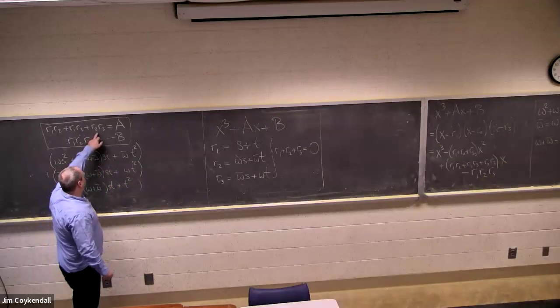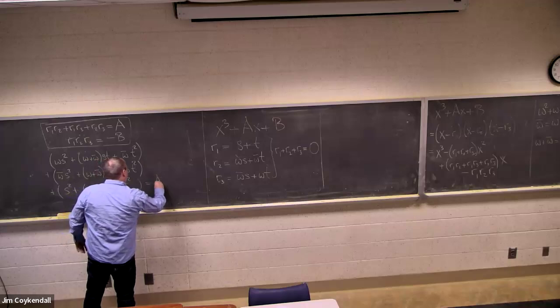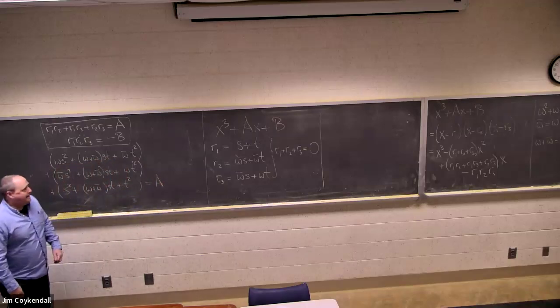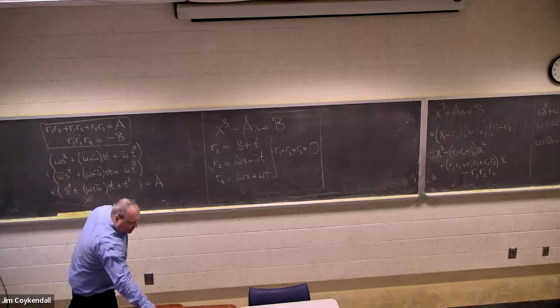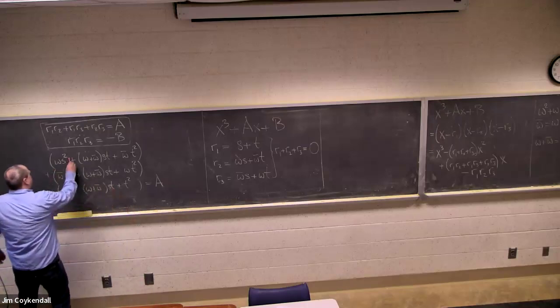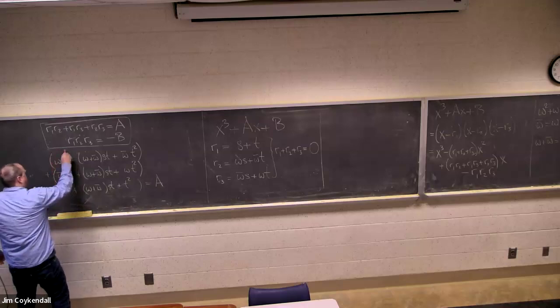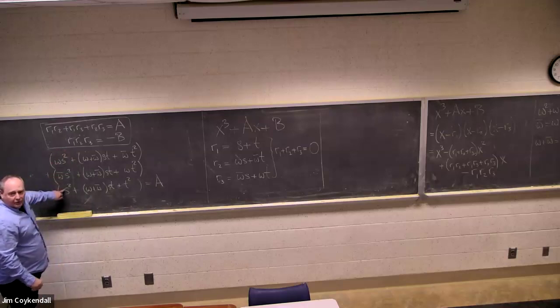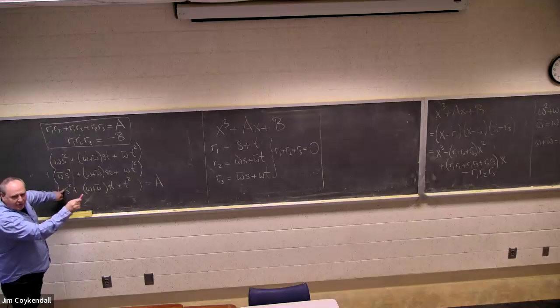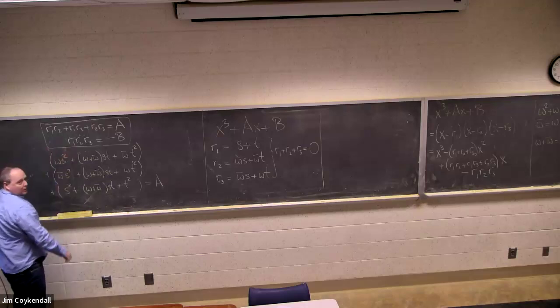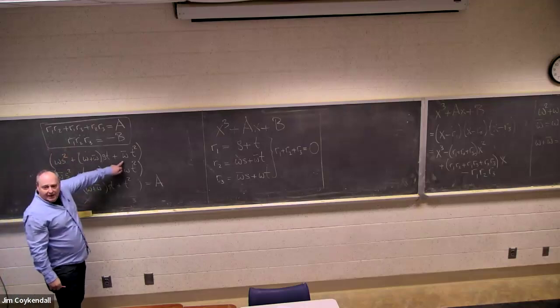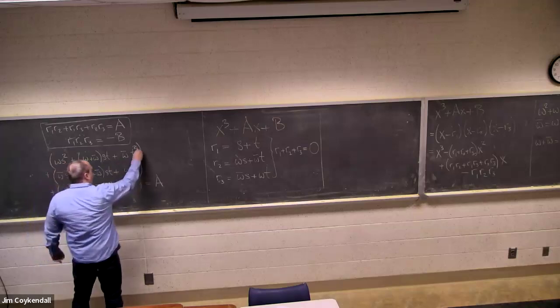And there, I've completed this off. This whole thing should equal A, right? But let's look closer. What happens when I add those up? S squared times 1 plus omega plus omega bar. This is the big fat 0. Same thing here. Right?